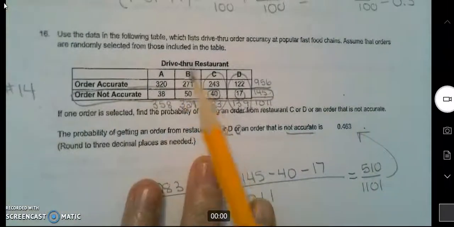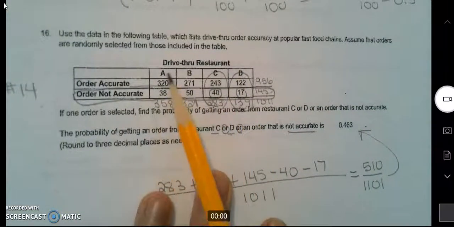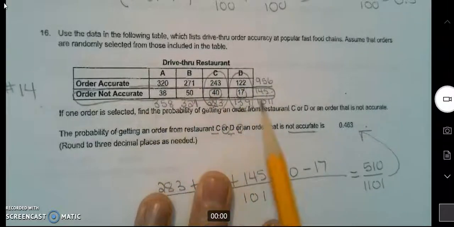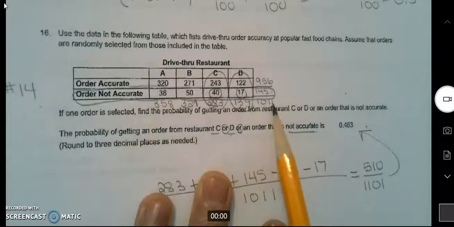Okay, so the first thing you want to do, if you haven't already, go ahead and pause this. I went ahead and put the totals for each column and each row, and altogether it's 1,011. So if you want to pause this and write that down, it might be a good idea, and then come back.